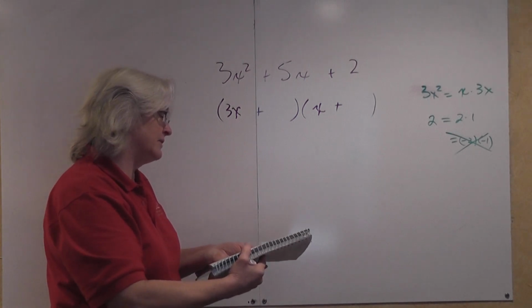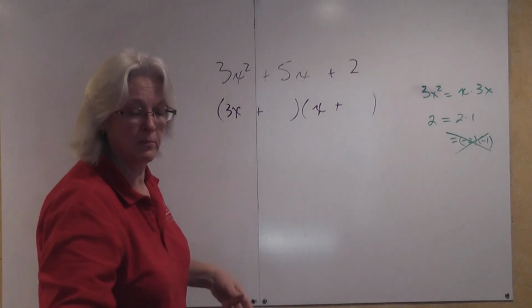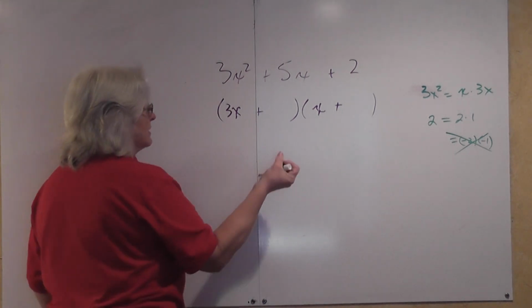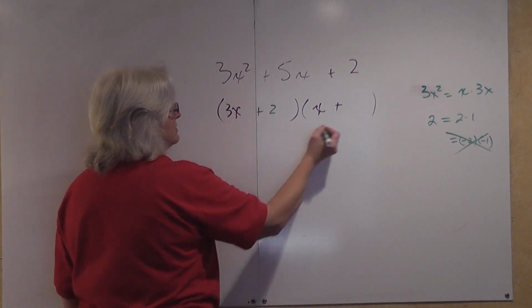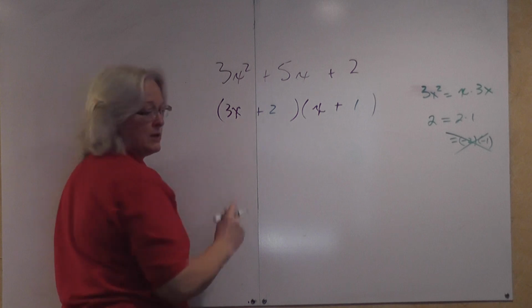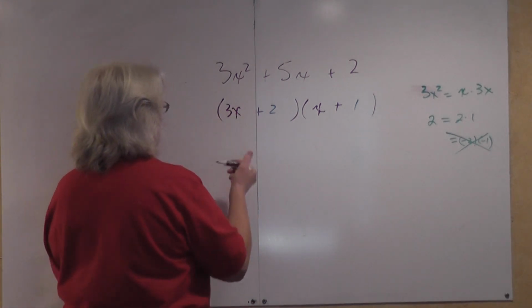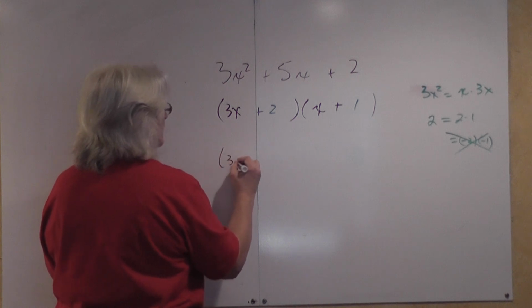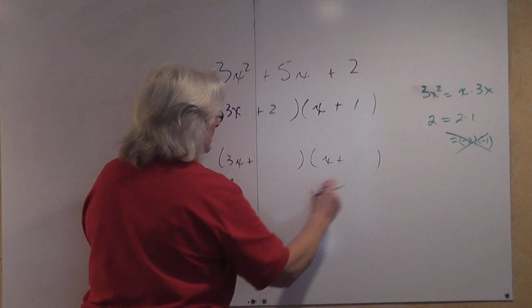So we have 2 possible ways that we can combine this. We can either say that we have 3x plus 2, x plus 1. Or we can say 3x plus 1, x plus 2.